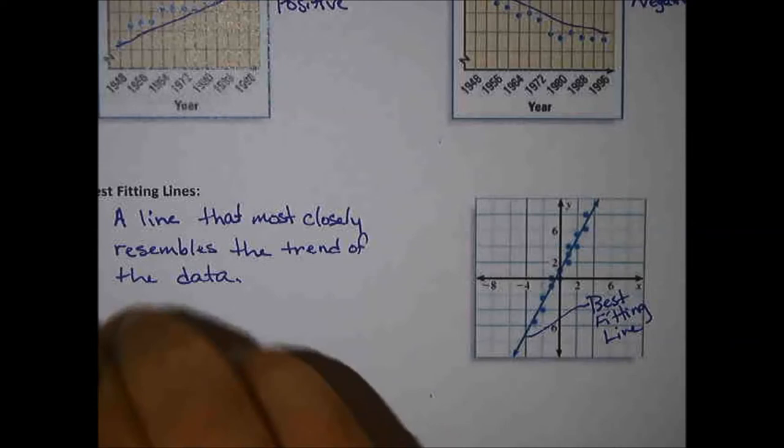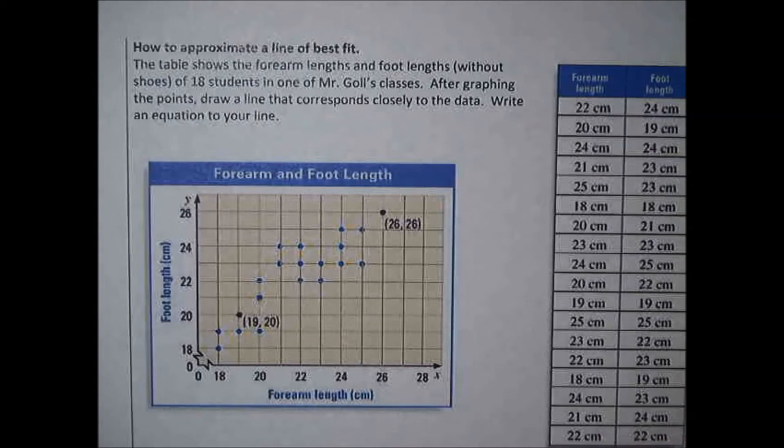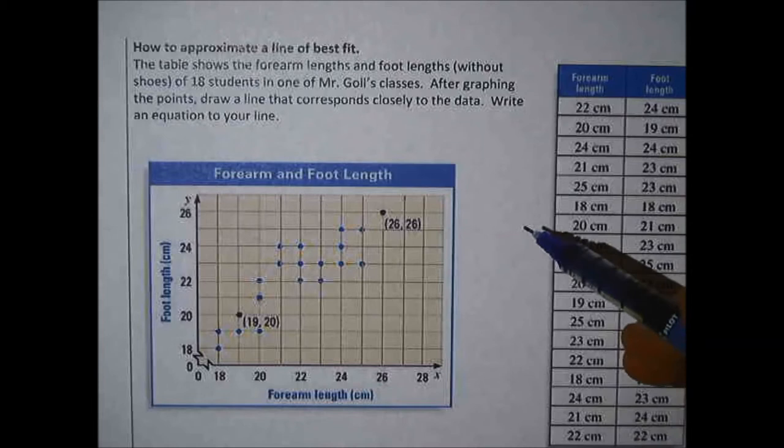Let's look at the bulk of what we're going to be doing. This is where it really gets tricky. Here we have how to approximate a line of best fit, and you're going to want to pay attention to this because this is really tough stuff. The table shows forearm lengths and foot lengths without shoes of 18 students in one of Mr. Gull's classes. Okay, I did this research a while ago.